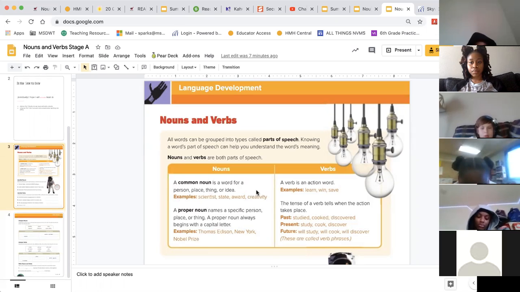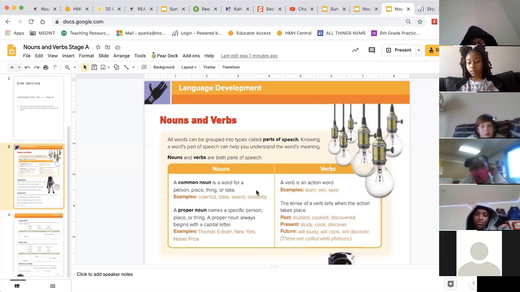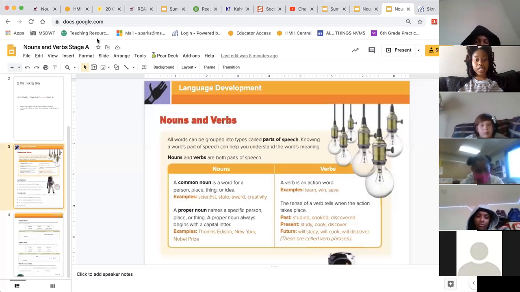A common noun is a noun that you use often. So you're going to give me an example. So like the examples they gave us here: scientist, state, award, creativity. Give us another example, like boy. That will be an example of a common noun. I want everyone actually to type an example of a common noun in the chat. The book has already given us 4 different examples. I want you to think of your own example of a common noun. So any person, place, or thing.